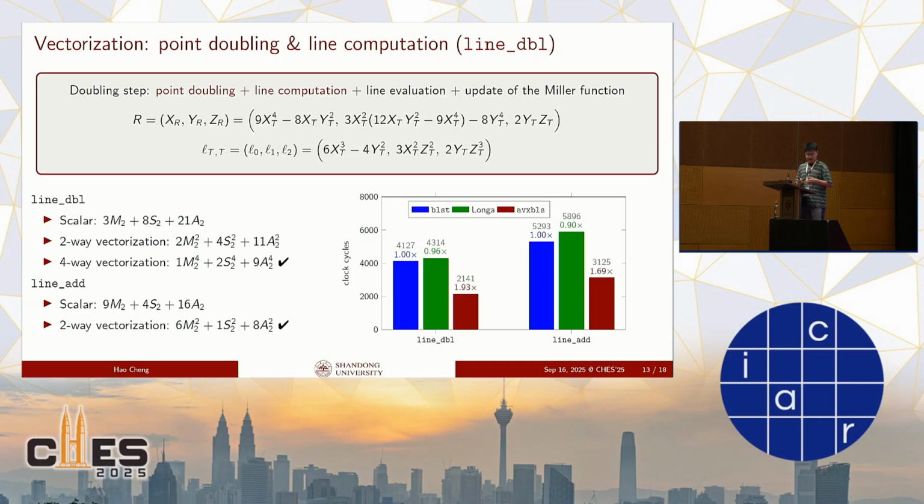And here we list the cost for both the scalar and the vector implementations of the line DBL and the line ADD. Line ADD means the point addition and line computation. Then on the right-hand side, we show the speedup factors. We can see the line DBL has a higher speedup than the line ADD. The reason is that the line DBL is vectorized in 4-way, while the addition is vectorized in 2-way.